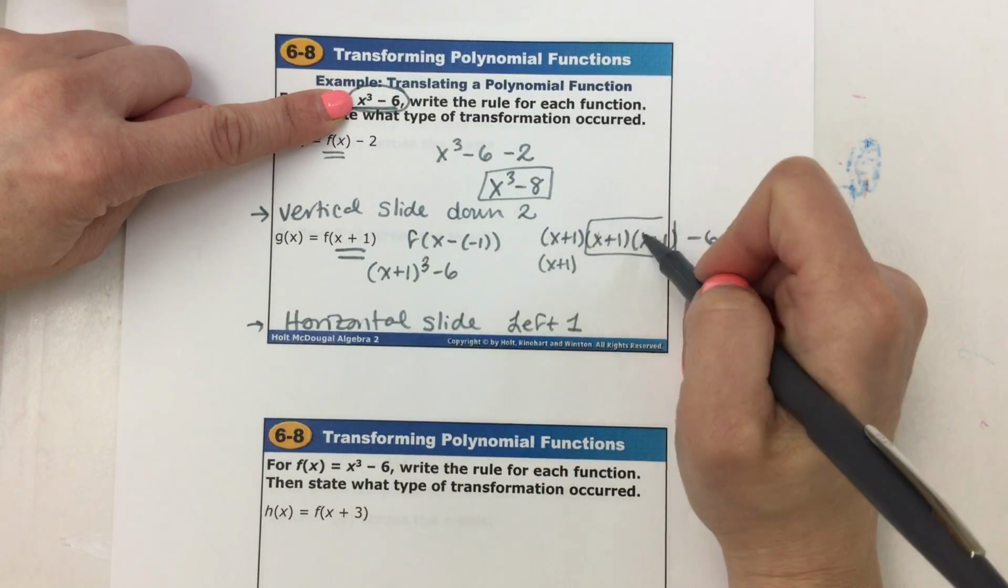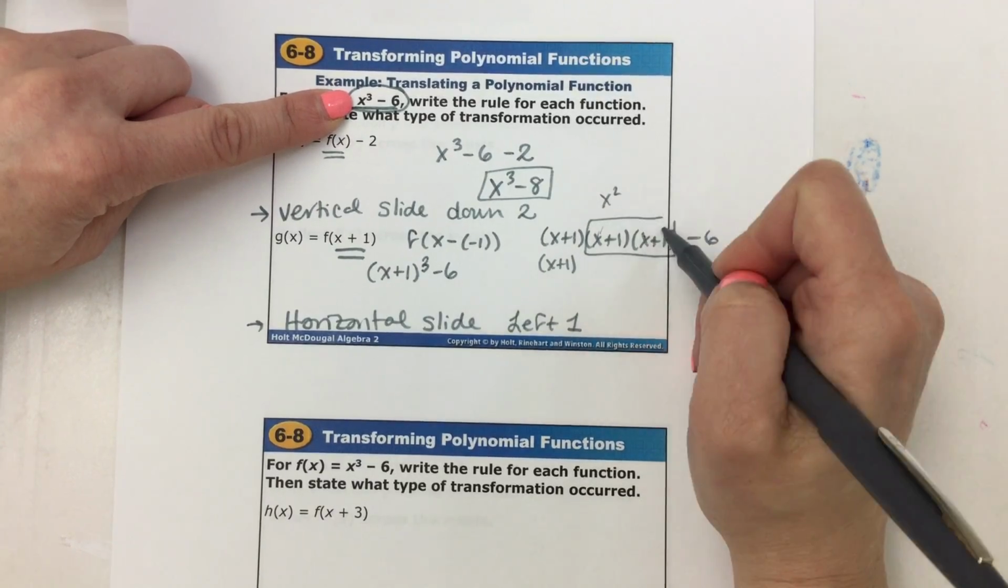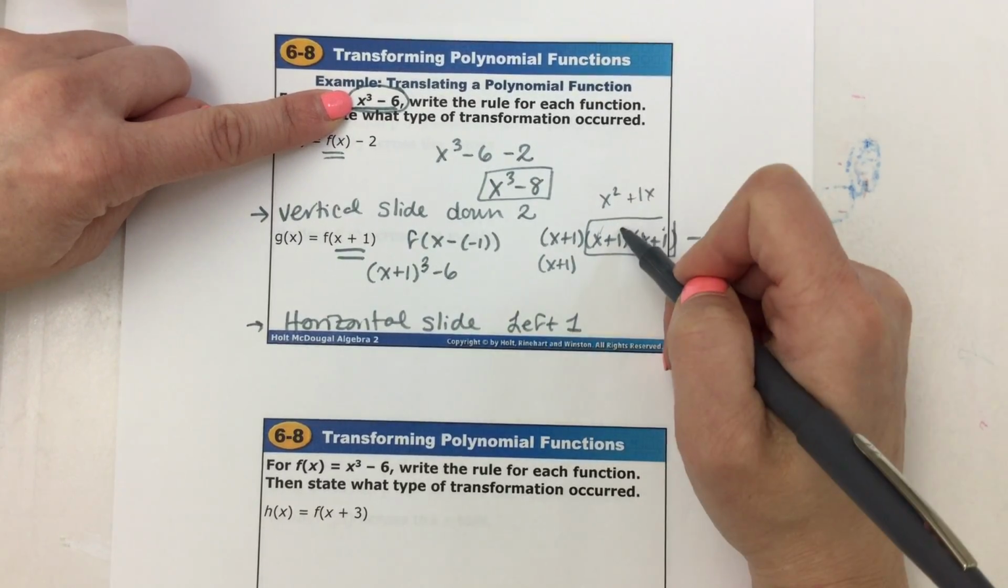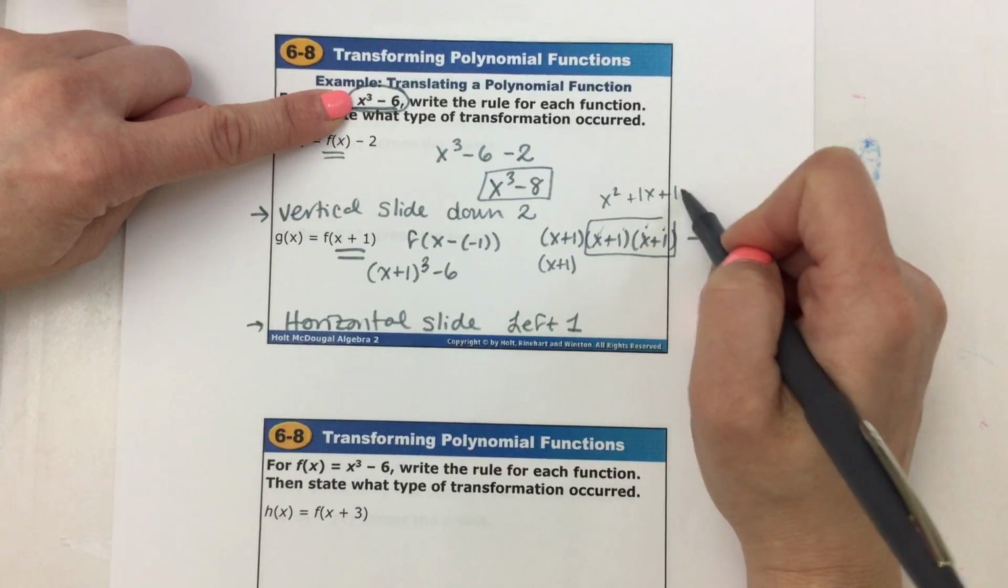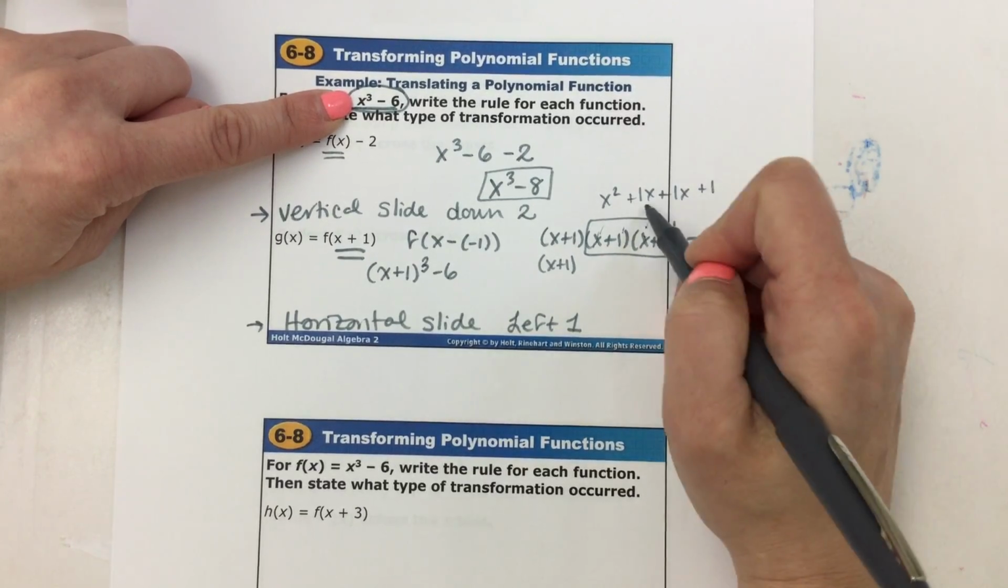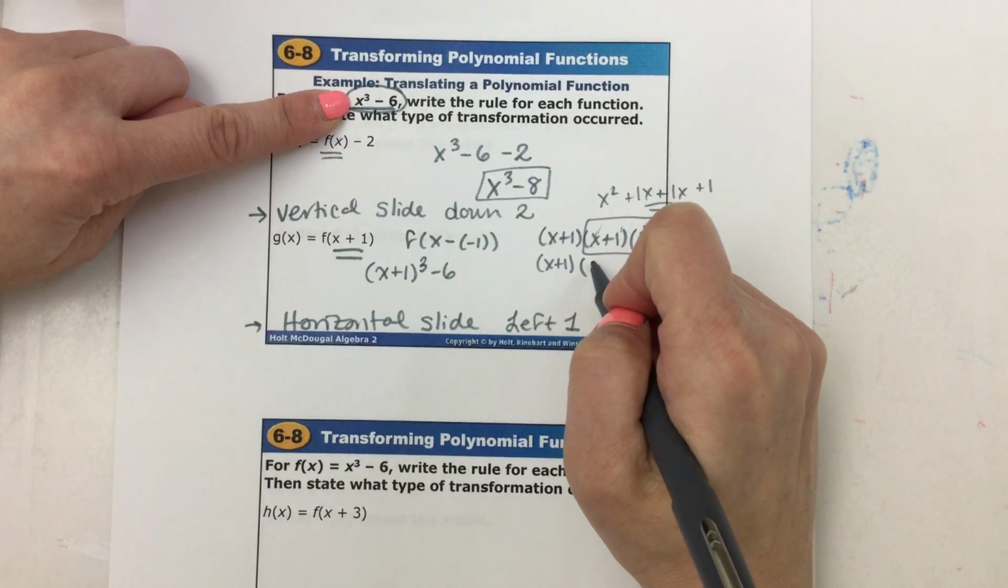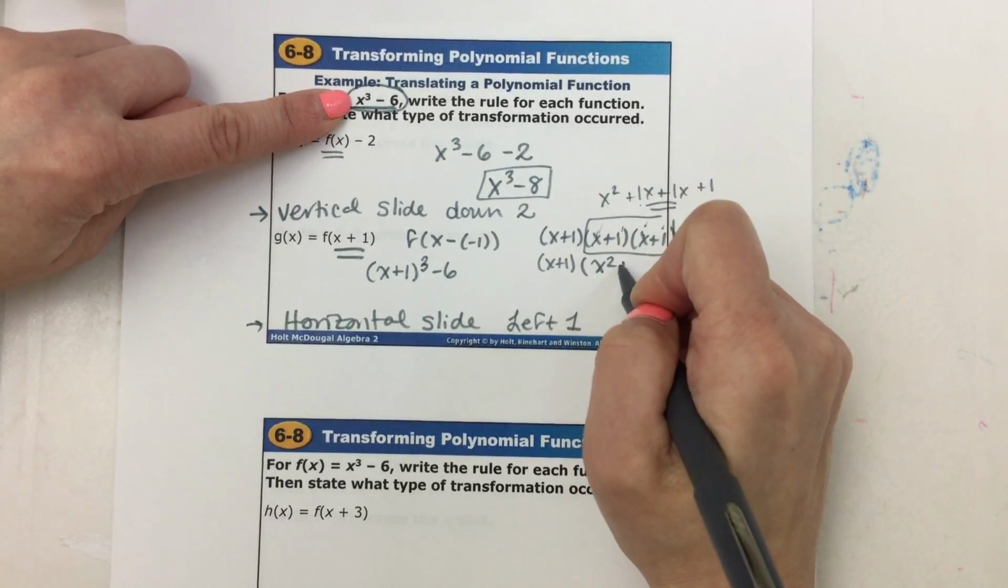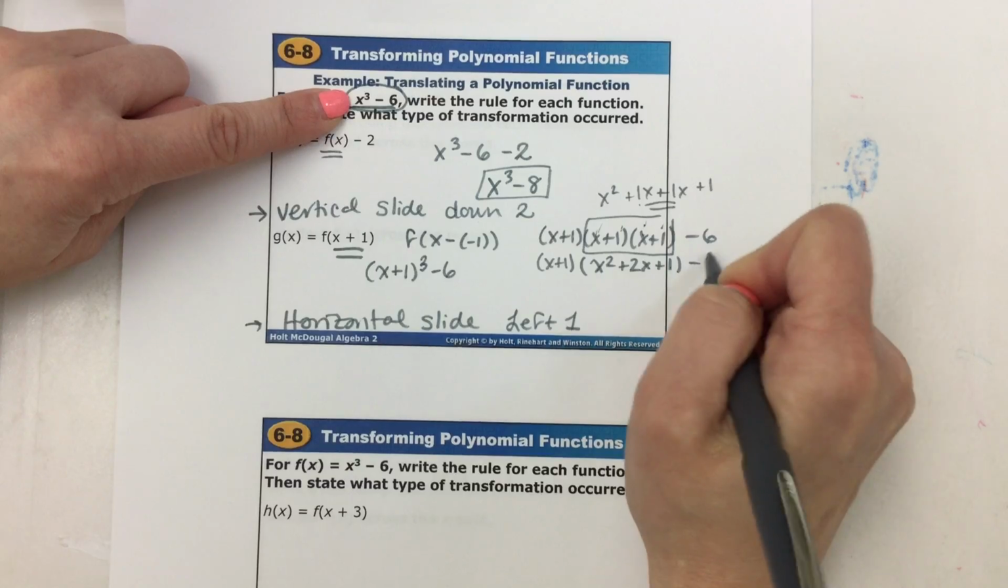If I FOIL it, x times x, this is x squared. x times 1, this is 1x. 1 times x gives me 1x. 1 times 1 gives me 1. I can combine the middle 2 terms. 1x and 1x gives me 2x.